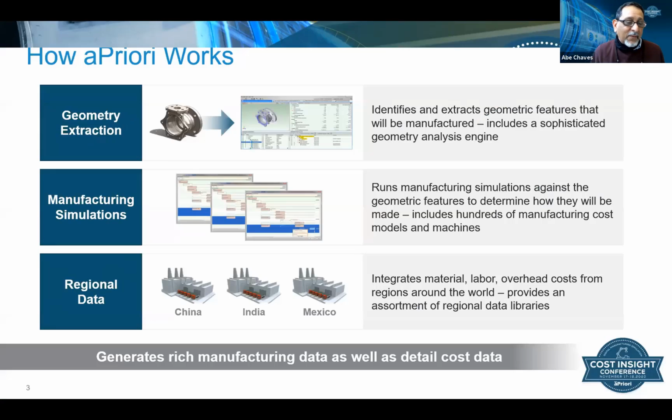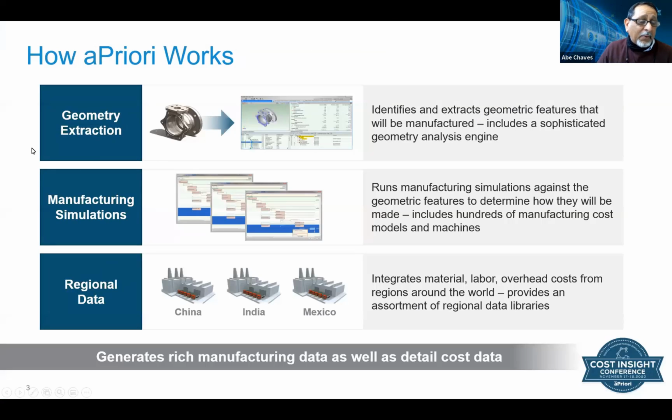All right. So just a very quick background on how aPriori works. aPriori basically generates detailed manufacturing and cost estimates from a CAD model. It starts by extracting all the geometry that it can from that CAD model. How big is the part? How thick is it? Does it have any holes? How many holes? How big are they? Where are they? Where are they in relation to edges and each other and things like that? All that information is pulled out automatically.